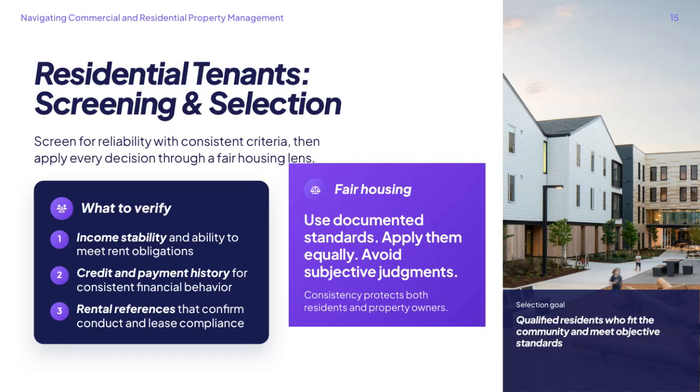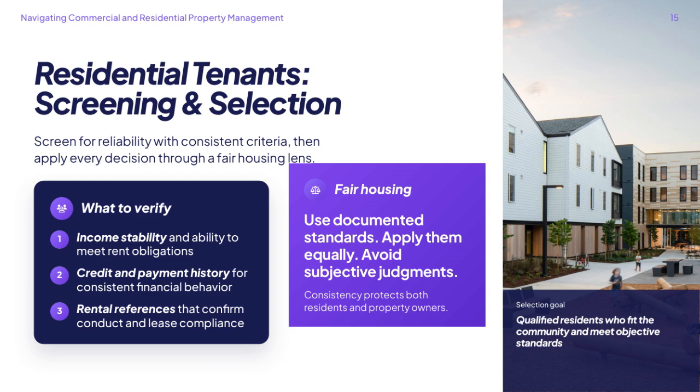When screening and selecting residential tenants, it's crucial to start by establishing consistent criteria to evaluate reliability. This means applying the same standards to every applicant to ensure fairness and adherence to fair housing laws. The key factors to verify include income stability, which helps confirm the tenant can meet rent obligations regularly. Next, reviewing credit and payment history provides insight into their financial behavior over time. It's equally important to check rental references to confirm their past conduct and whether they complied with lease agreements.